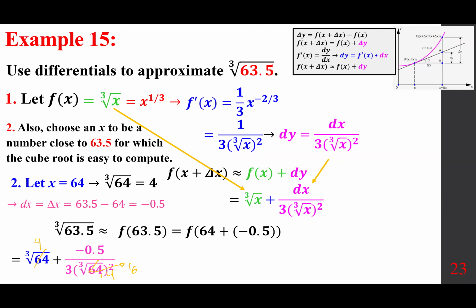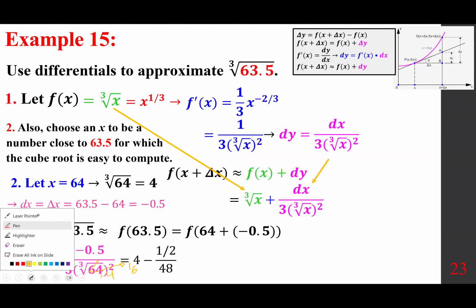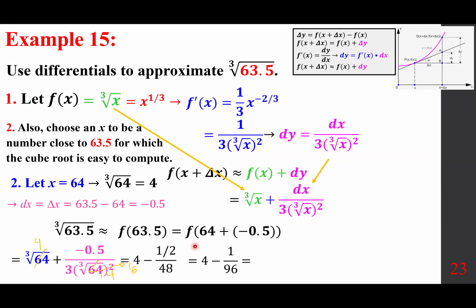So 16 times 3 is 48. So we get 4 minus 0.5. We're going to change it to 1/2 over 48. The reason we do that, I want to make sure everybody understands why I did that. So this is 4. This plus and minus becomes negative. Instead of 0.5, I'm going to put 1/2. The denominator is 48 because this is a complex fraction, meaning 1 over 2 times 48, meaning 4 minus 1 over 96, which is 3 and 95 over 96.